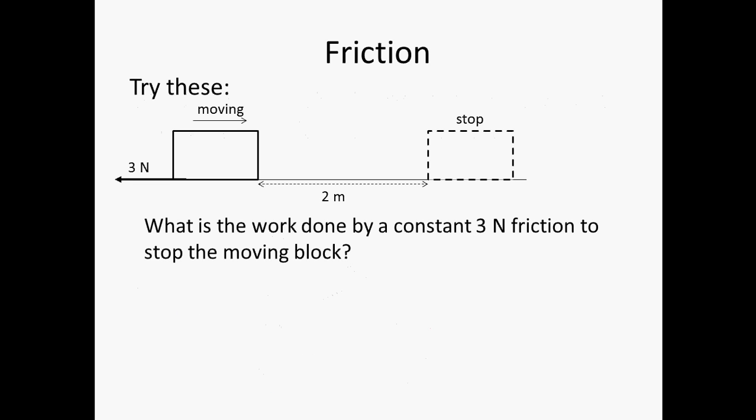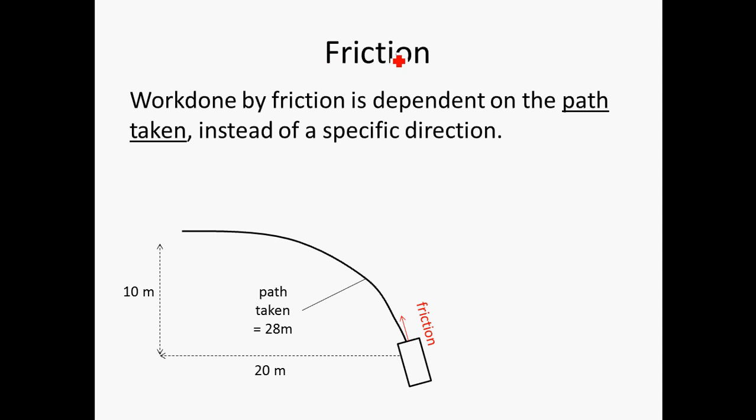Let me consider a case. Okay, sorry, let's go back to this first. Let me just write down the work done so that it will be clearer. The work done by friction will be equal to the value of the friction multiplied by 28. In this case it's 28 because it is the path taken. It's not the horizontal distance nor the vertical distance, because the friction direction keeps changing.